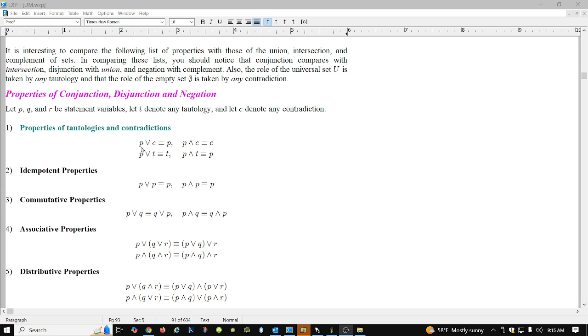So, properties of tautologies and contradictions. For example, P or C, where C is a contradiction, has the same truth value as P. In other words, this will be true exactly when P is true. And I'll let you look at the rest of these. In fact, you should probably try to sort these out yourself. It's good practice.